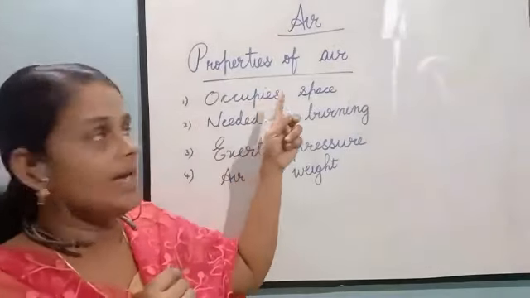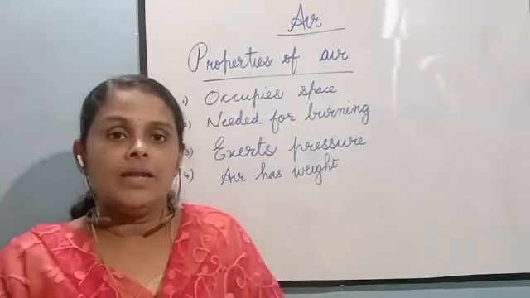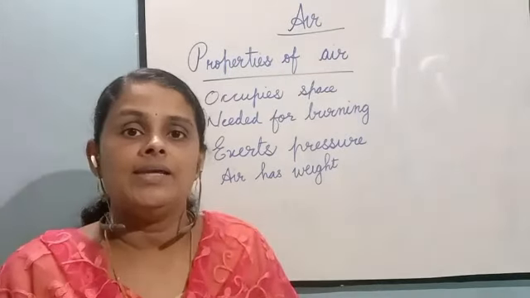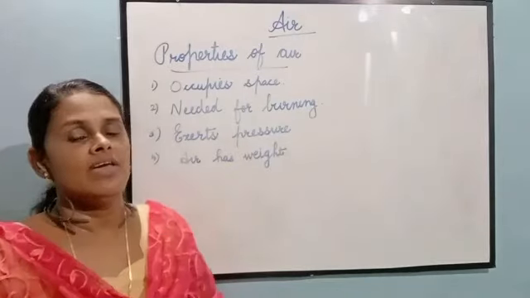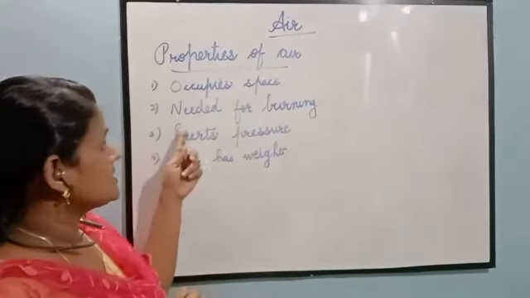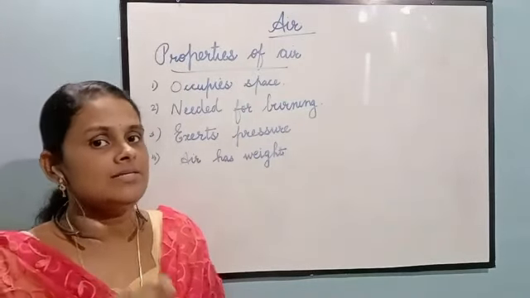The first property, air occupies space. We can fill air in a balloon. Air can be filled in a bicycle tire. Air is filled in a truck tire. Air occupies all the available space. The second property, air is needed for burning. For burning, air is needed.